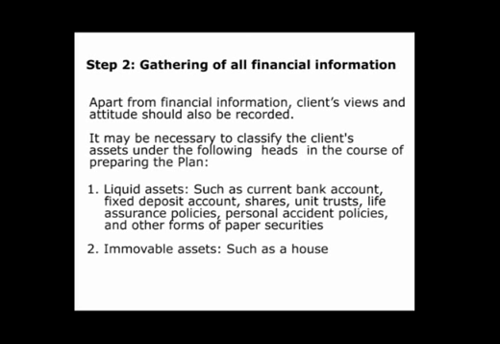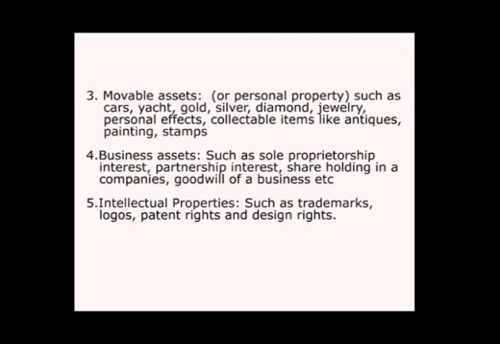The information, as I said, would be in respect of assets and also obviously liabilities as well. So let's look at the different types of assets. They cover liquid assets, immovable assets, movable assets, business assets, and intellectual properties. So liquid assets would be something like a current bank account. Immovable assets would obviously be something like a house. Then there are movable assets such as cars, jewelry. Business assets would be something like sole proprietorship interest, goodwill in a business. Intellectual properties would be some things like patent rights and design rights.